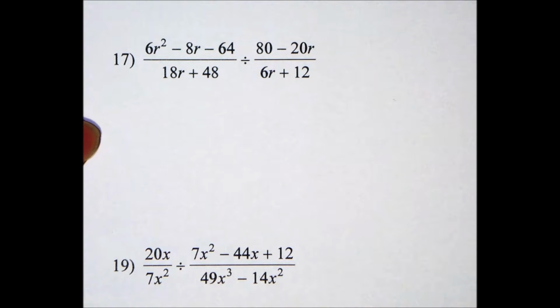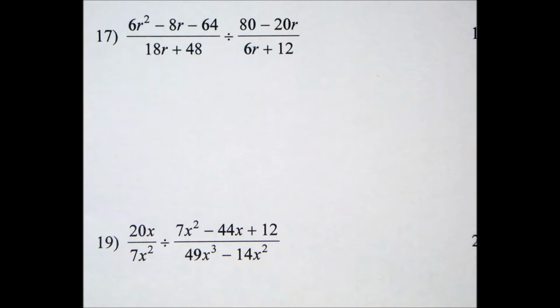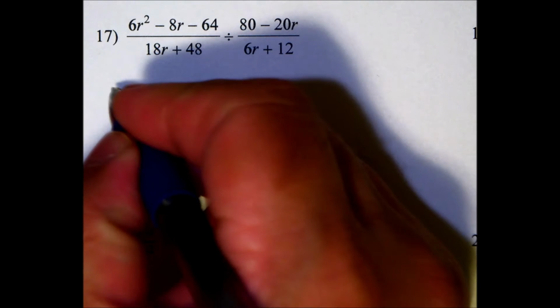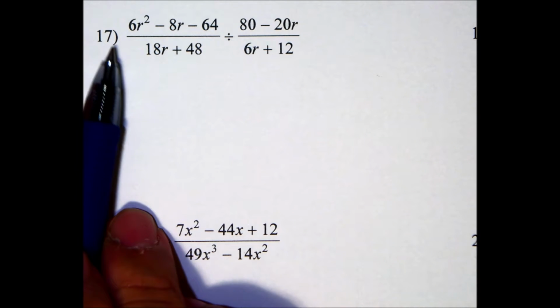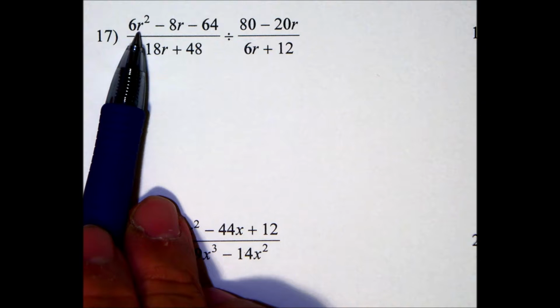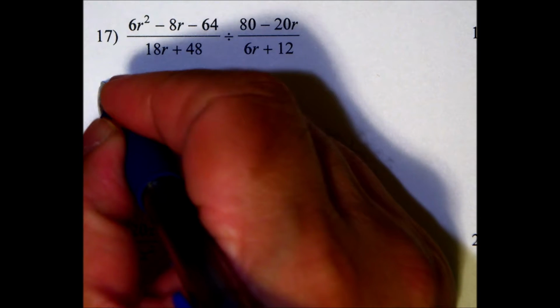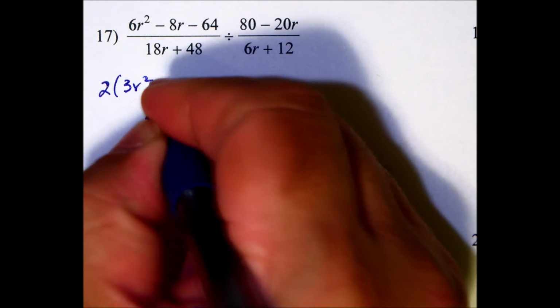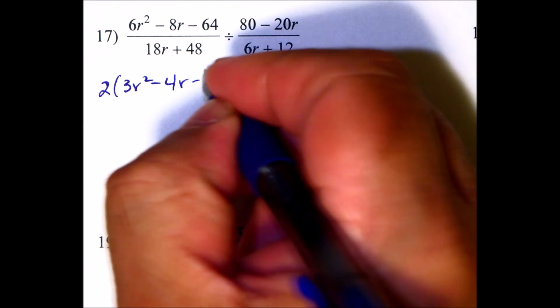Alright, division. The only difference between division and multiplication is one step. There's only one step difference between the two. What you're going to do, let's do this first. I'm going to factor out a common factor, right? A 2 goes into all that. So that's going to be 3r squared minus 4r minus 32.